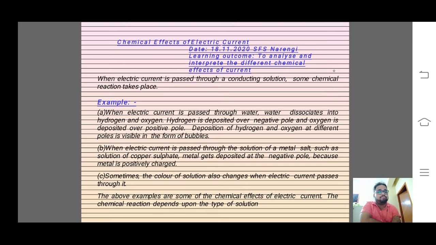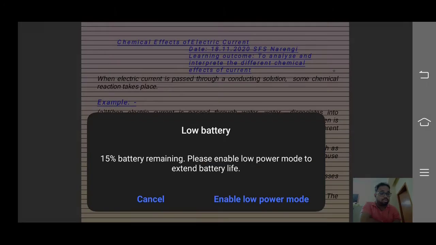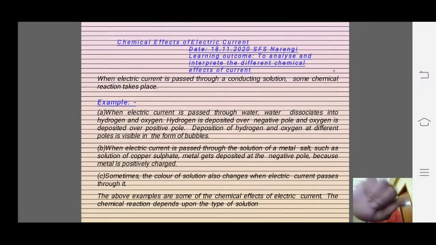Again, when electric current is passed through a solution of metal salt, metal gets deposited, which is also an effect of electric current. And sometimes the color of the solution also changes, so that is also an effect of electric current. These are some of the examples.